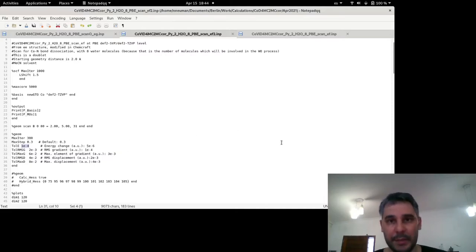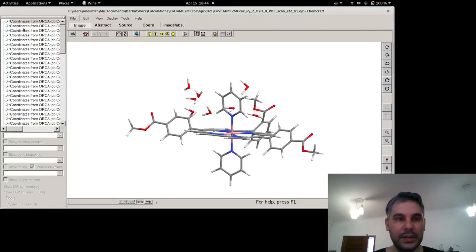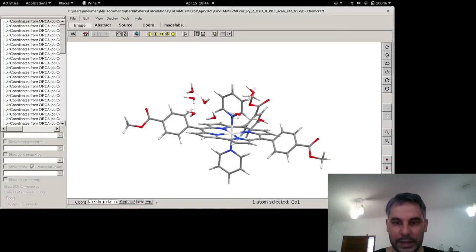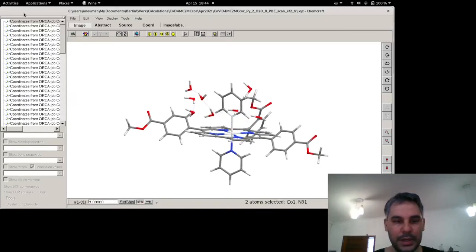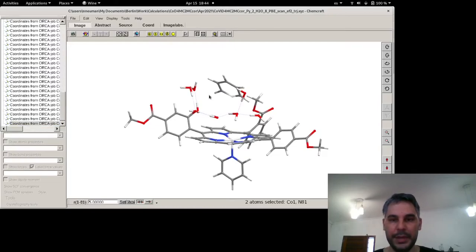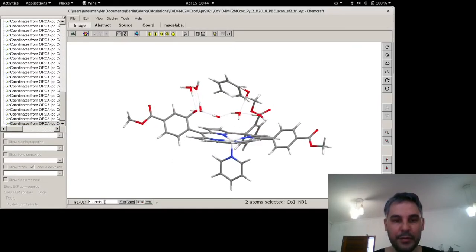So let's see what happens here. So this is the second attempt. And I'm going to again select the cobalt nitrogen distance, and you can see that it starts at 2 here at the bottom. And if I move the geometries, you can see that really fast the pyridine goes away, and I've reached a final distance of 5 angstrom.